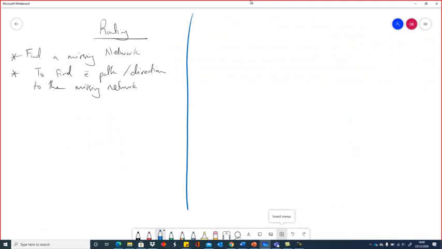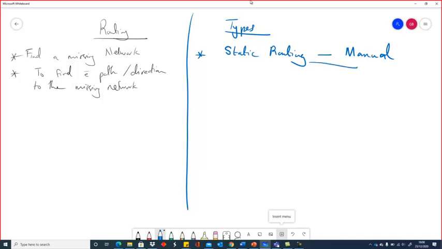So, we have types of routing. We have two main types of routing, but here we'll slightly talk about three. It's still two, so let's stick with the two for now. The first one is what we refer to as static routing. Static routing is just what we just did. It's manual. So you as the network administrator or the network engineer would have to identify the network and then find a path. That would be the job of the network engineer.